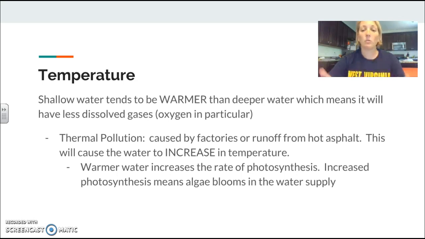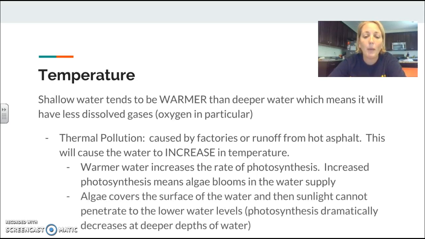And you think, well, we're increasing the rate of photosynthesis. That's a good thing. And it is to a point. But if the entire pond gets covered with these algae blooms, sunlight cannot penetrate deep into the water, which means photosynthesis at those deeper depths will be greatly or dramatically decreased, which will wreak havoc on those marine animals living down there and plants.